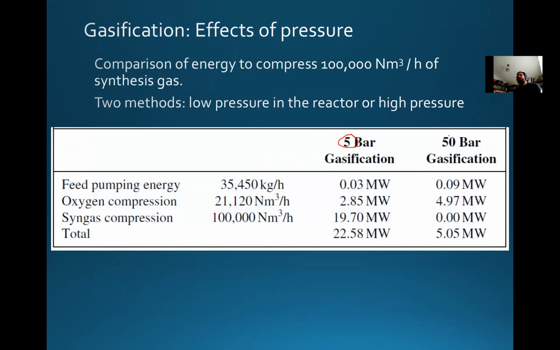But if we compress it to 50 bar, we're going to see that we are going to use only about 1/4 of that energy for the compression, because we're going to obtain more energy in the final products. So it doesn't matter to use high pressures in this particular process. You're not going to use more energy just because you raise the pressure. So high pressure reactors are common, and we can use them, of course.